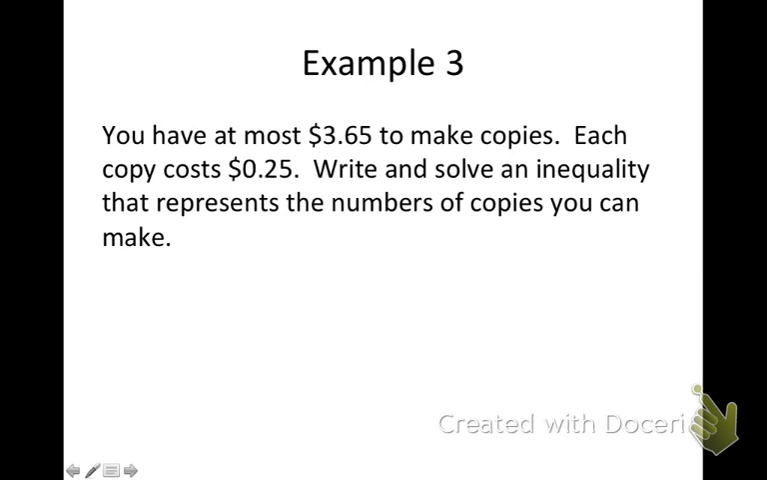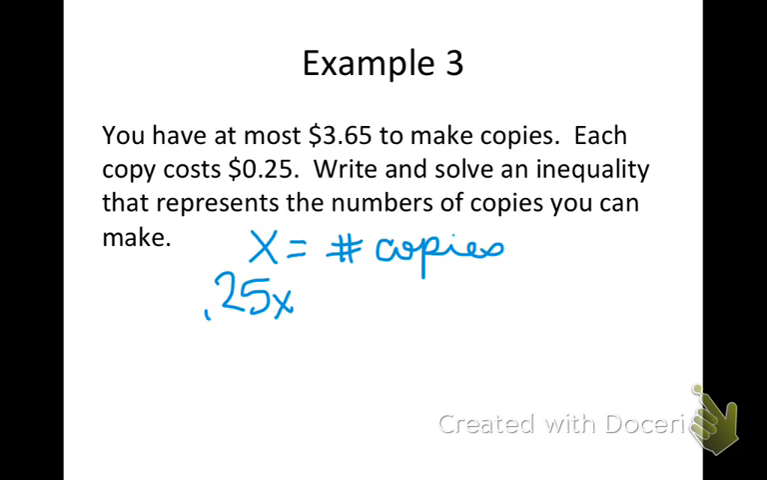In example 3, you have at most $3.65 to make copies. Each copy costs 25 cents. Write and solve an inequality that represents the number of copies you can make. Well, I know that if I'm going to pay 25 cents per copy and let x be equal to the number of copies, I could take my 0.25x, and at most is $3.65. So it could be less than that. So I could do less than or equal to the 3.65.